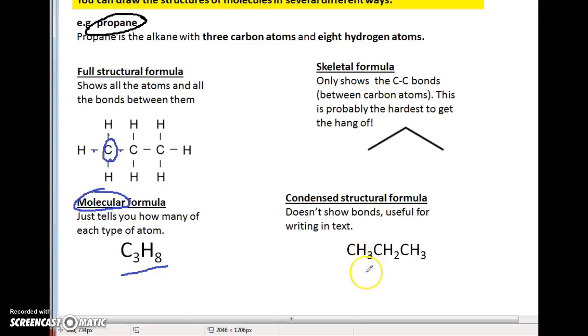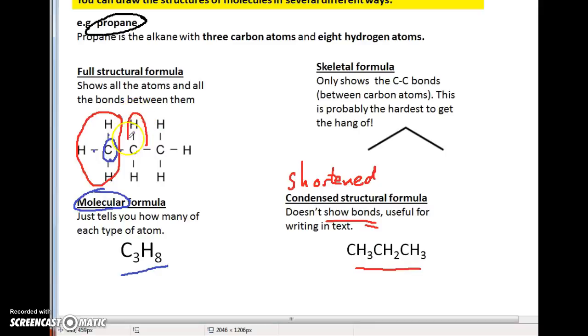Now you may have seen in GCSE textbooks formulae also written like this. At A level we'll call this a condensed or a shortened structural formula, and the important feature of this is that it doesn't show any bonds and is quite useful for writing in text. So here we've got CH3. That CH3 indicates this part of the molecule, and then CH2, that's the carbon and 2 hydrogens in the middle, and then CH3 just here.